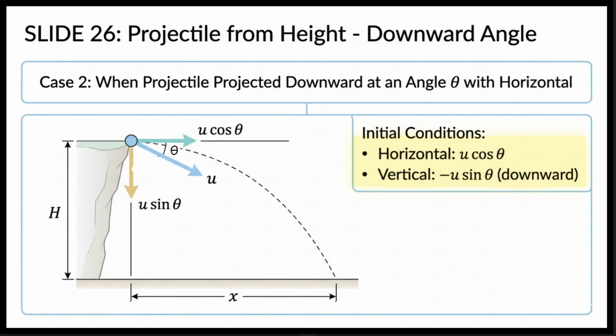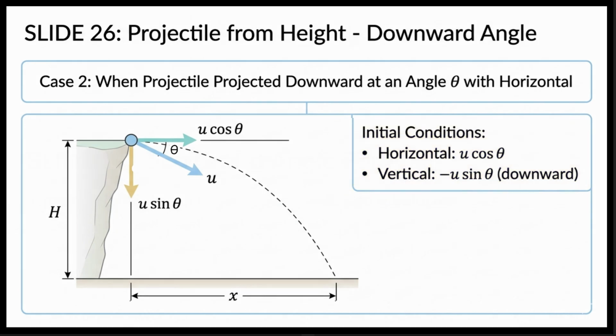This means the stone never rises above the launch point. It curves downward immediately, hitting the ground sooner than a horizontal launch from the same height. The trajectory is a compressed parabola compared to the upward angle cases.